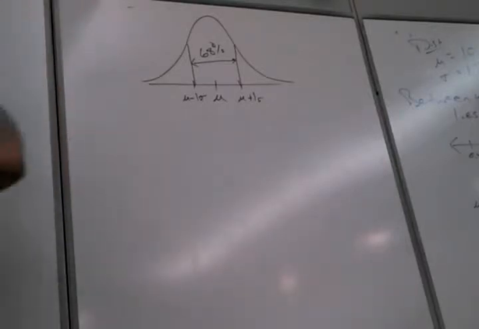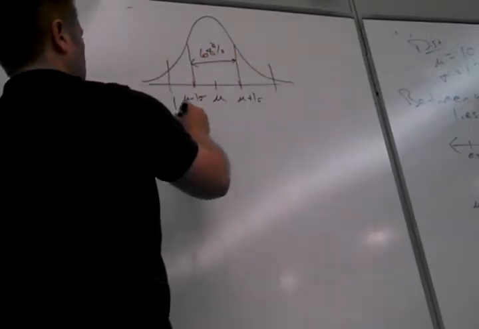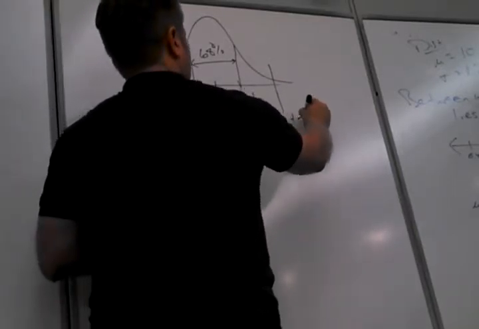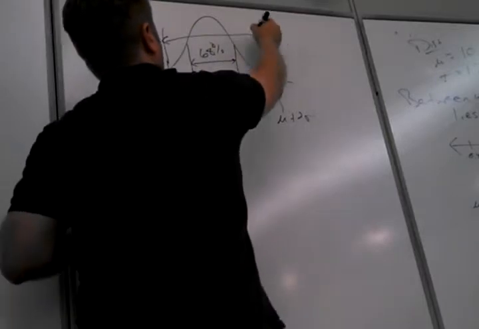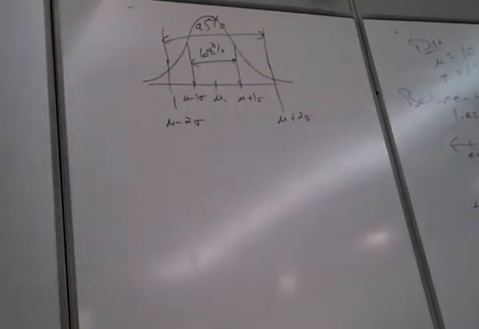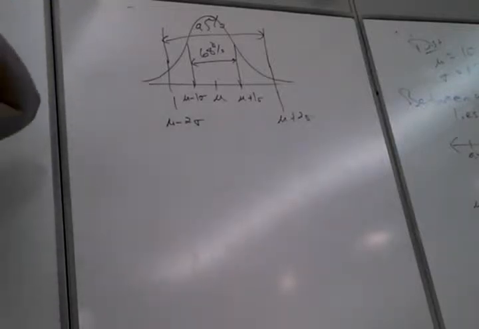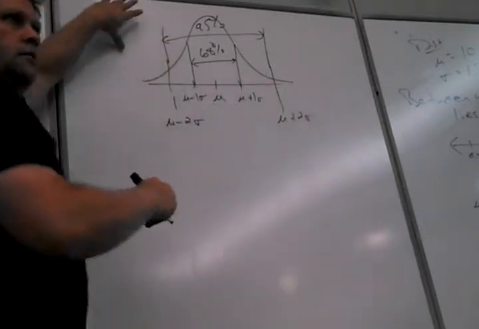Very dangerous. So the 68%. If I go one more step out, and mu minus 2 steps and mu plus 2 steps, this is going to be 95%. So there's only 5% outside of there, right? Only 5% down here, only 5% up there.